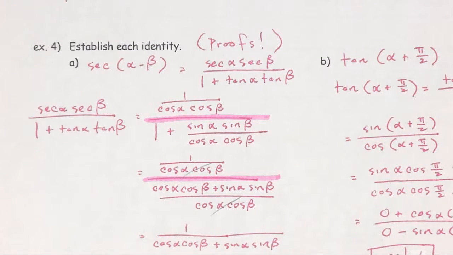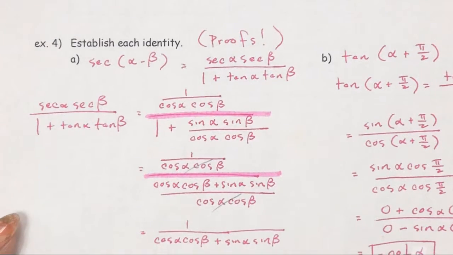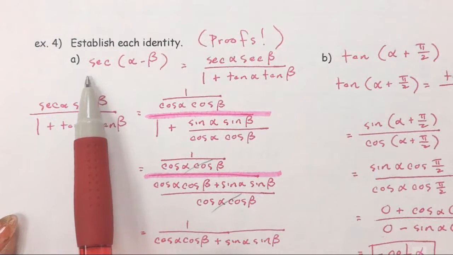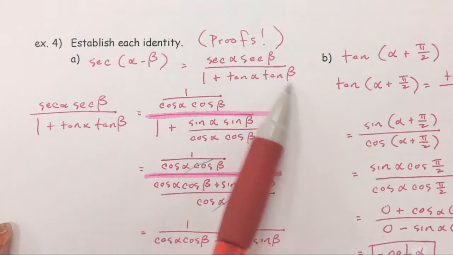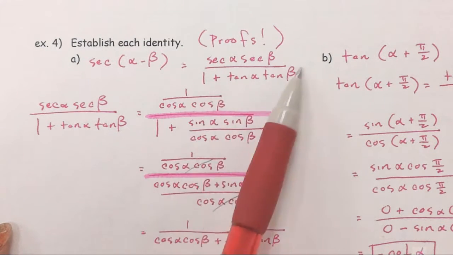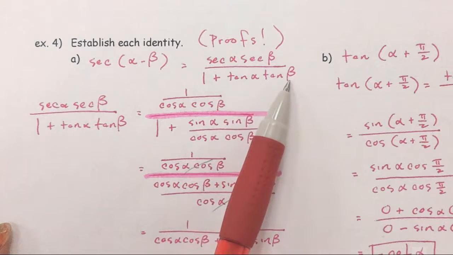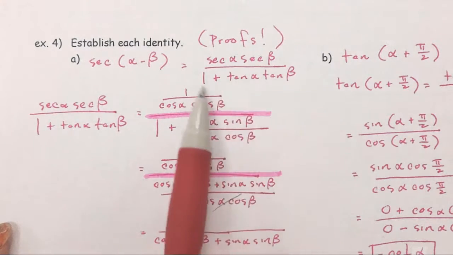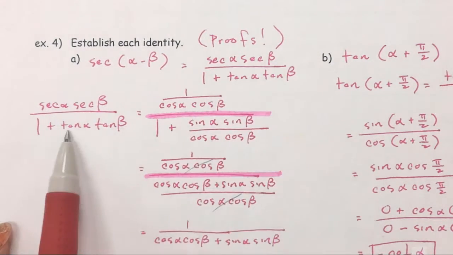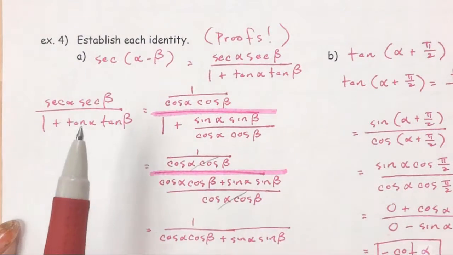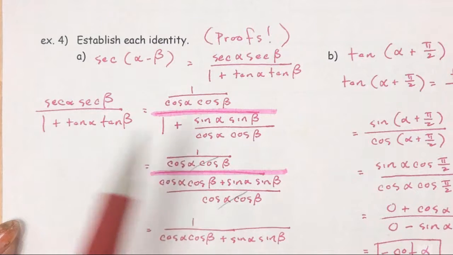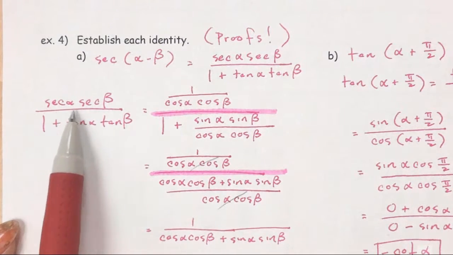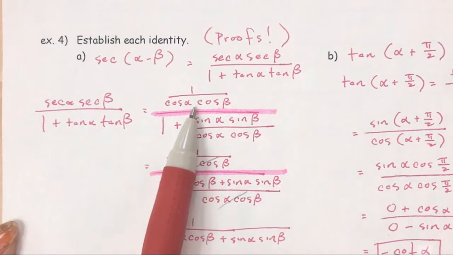Okay, so there's more proofs, but now we have these formulas that we can use. So we want secant of alpha minus beta to equal all of this stuff: secant alpha, secant beta, all over 1 plus tangent alpha, tangent beta. Okay, obviously this is more complicated, so I'm going to rewrite that. And then using this, I need to do something with it. So what can I do with this? Okay, secant. Oh, secant is 1 over cosine.